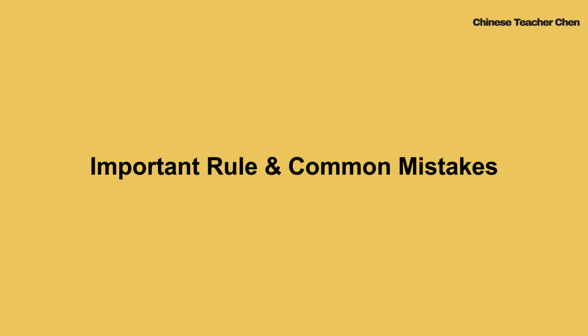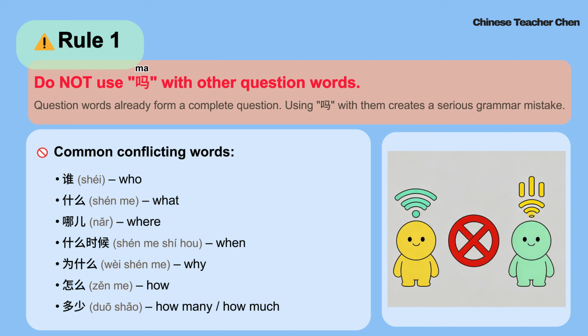Important rule and common mistakes. However, there is one critical rule you absolutely must remember. You can never use ma together with other question words in the same sentence. Now, what are those other question words? They are words like, first, 谁, that means who. Next, 什么 means what. Then, 哪 means where. And 什么时候 means when. 为什么 means why. 怎么 means how. Finally, 多少 means how many or how much.